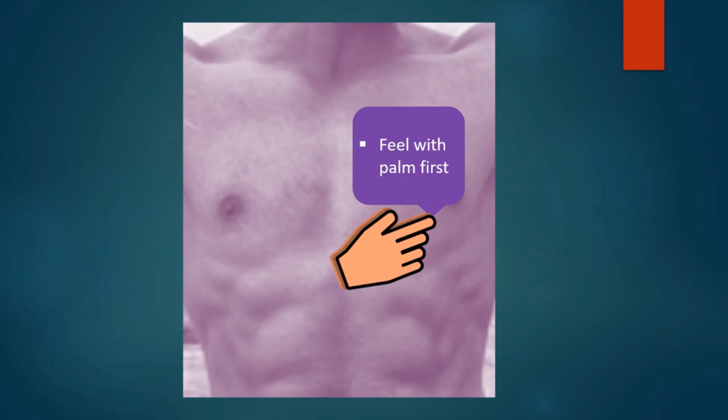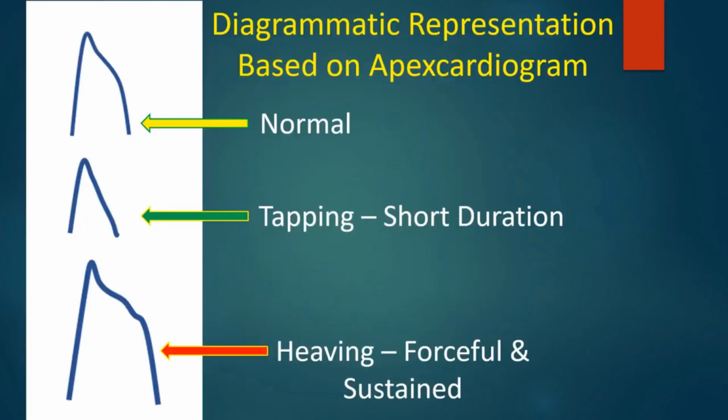Normal apex beat is felt in the fifth left intercostal space, typically about 1 cm medial to the mid-clavicular line. Tapping apex beat is the palpable counterpart of a loud first heart sound in mitral stenosis. A forceful apex beat is seen in regurgitant lesions like aortic and mitral regurgitation. It is also called a hyperdynamic apex. Heaving apex beat is both forceful and sustained and is characteristic of left ventricular hypertrophy of severe aortic stenosis.